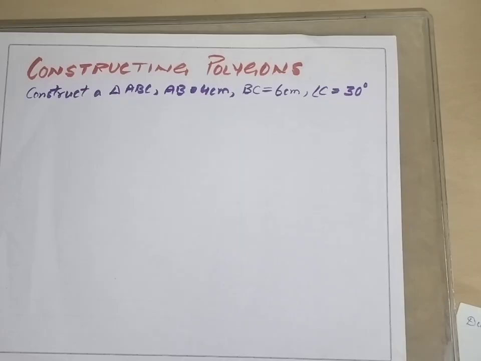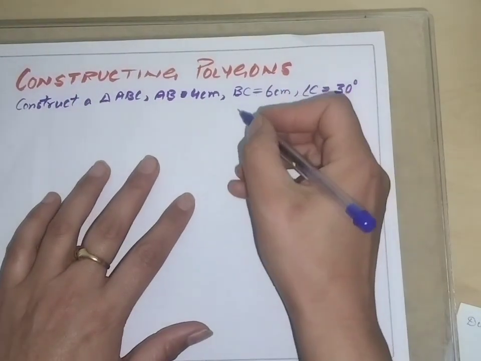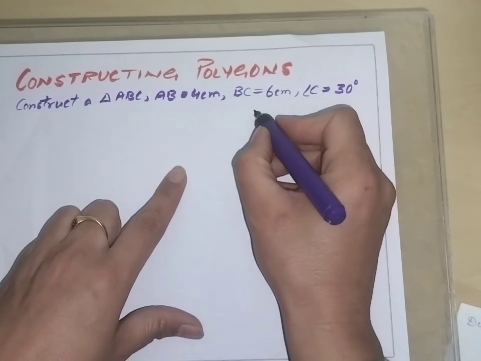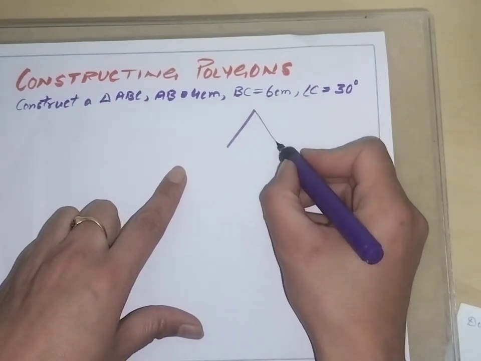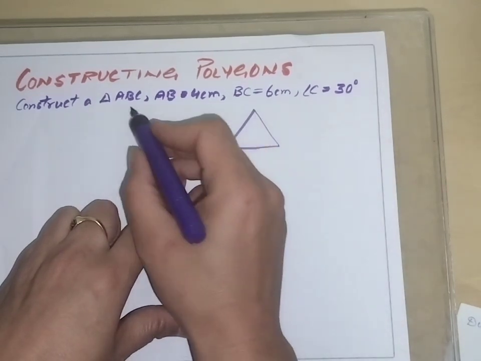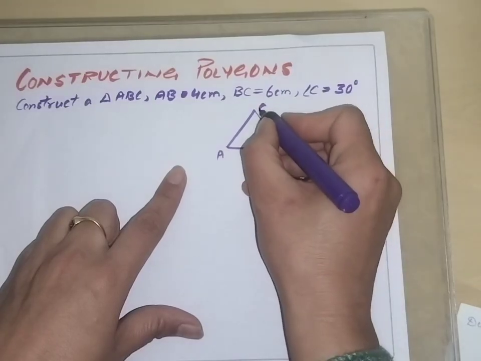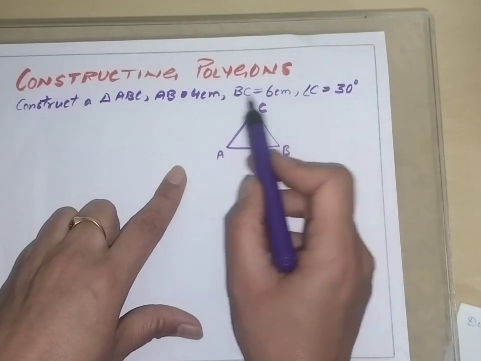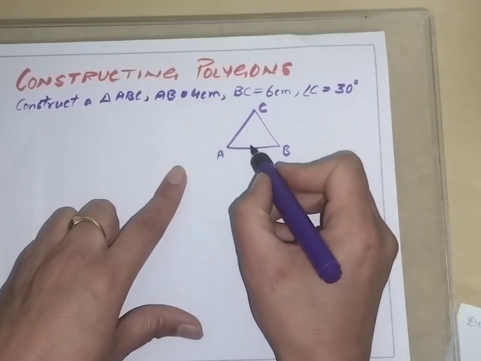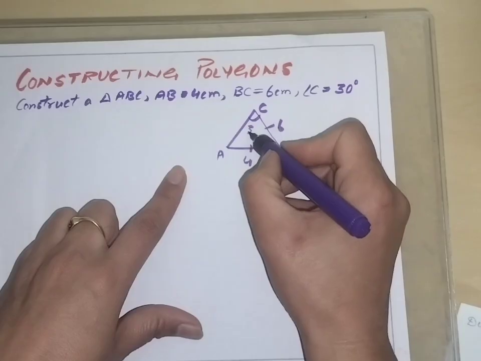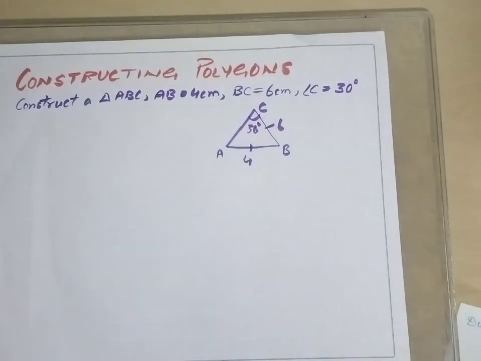What is a dummy? I'll tell you. You have to randomly draw a triangle, and as the question asked us to draw a triangle named ABC, name it ABC, and then also label it with the measures which are required. So AB is 4, BC is 6, and this angle is 30 degrees. This is called your dummy.